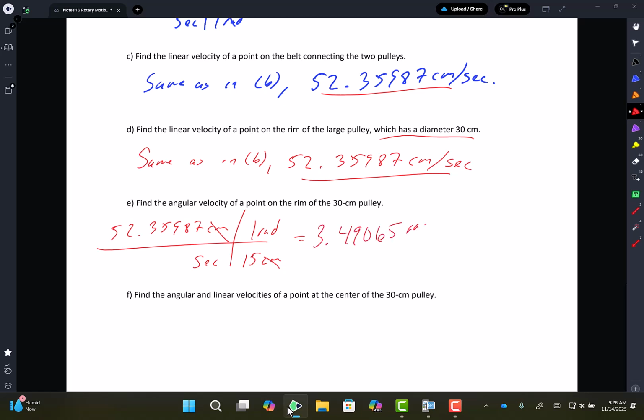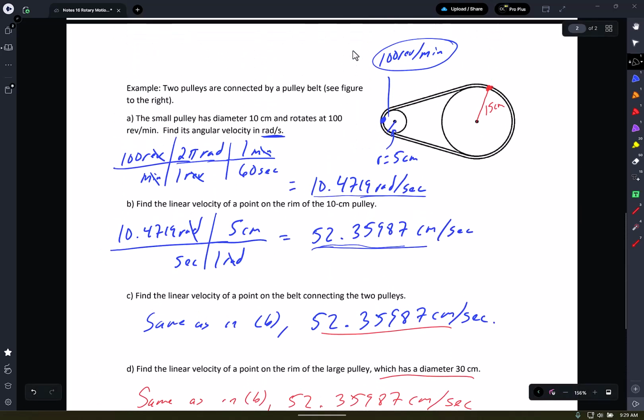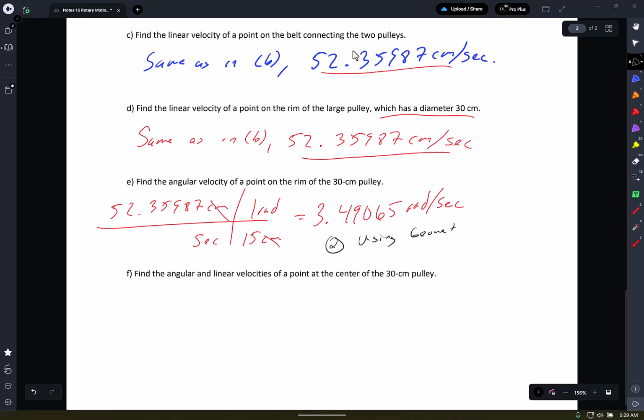3.49065 radians per second. Okay, you could have used geometry. I'll do it right here, in a different color. Second, I'm going to write using geometry. You could have done this. You could have done a scale factor. Use scale factor. Chav, what do you mean scale factor?